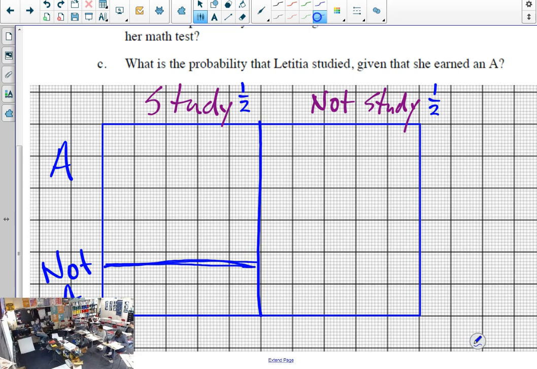Is there an 80% chance she gets an A if she doesn't study? No. So that line has to stop. It does not continue all the way over. What's the chance she gets an A if she does not study? 10%. So this is still my not A region. This is my A region. This has to add up to 100%. Does 80% and 20% add up to 100%? Does 10% and 90% add up to 100%? Yeah.